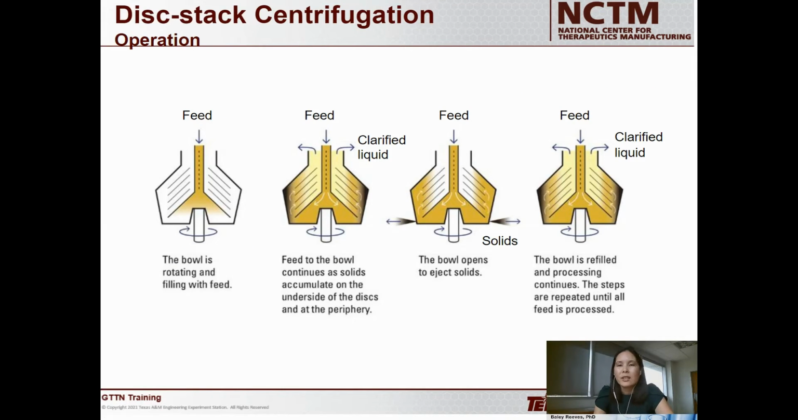So disc stack centrifugation is another method that you can use for clarification. This is just a generic cartoon diagram that shows how a disc stack centrifuge works. Essentially, you have your feed, which contains a mixture of your solid cell debris and your liquid containing your viral vectors. That is spinning, and so the solid cell debris is going to be more dense than the liquid, so it accumulates on the outside walls of that bowl. And that can be intermittently discharged while the clarified liquid continues to flow through that centrifuge, and you're able to perform this kind of solid-liquid separation in a continuous fashion.